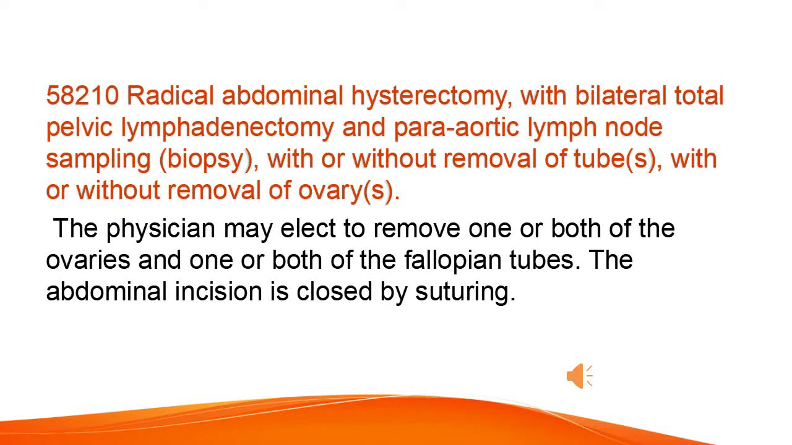Radical abdominal hysterectomy, with bilateral total pelvic lymphadenectomy and para-aortic lymph node sampling, biopsy, with or without removal of tube(s), with or without removal of ovary(s). The physician may elect to remove one or both of the ovaries and one or both of the fallopian tubes. The abdominal incision is closed by suturing.